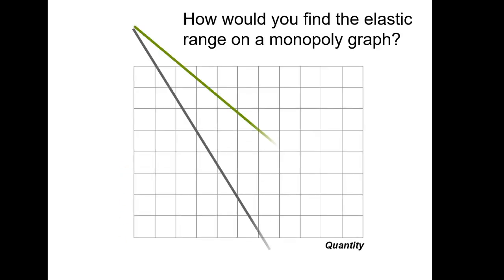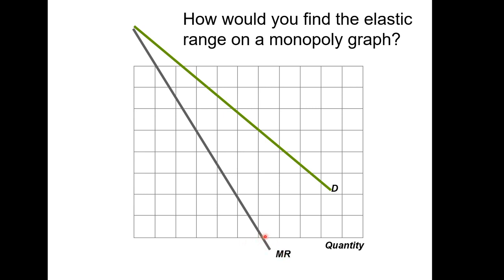Let's look at the graph. How would I find the elastic range of the demand curve? I want you all to look at the curve, think about it for a second, go back to what we talked about, and figure out how you would find the elastic range on the demand curve. Okay, I would go here. MR is 0, right? So if MR is 0, that means total revenue is not going up anymore after this.